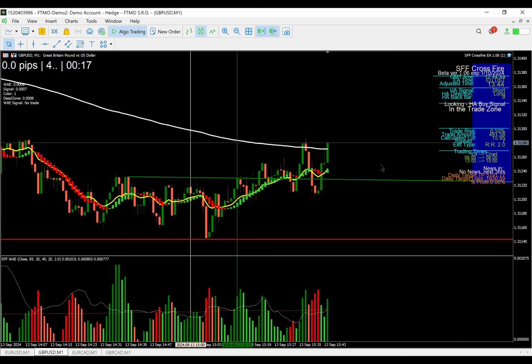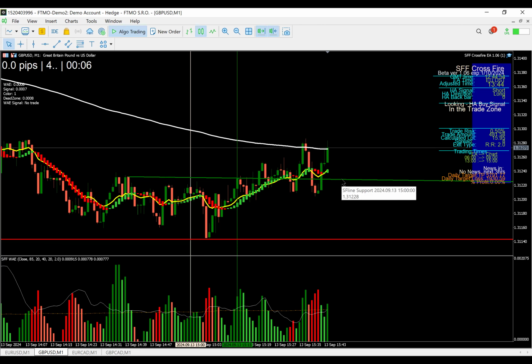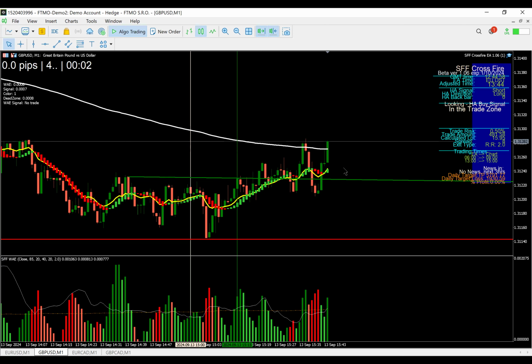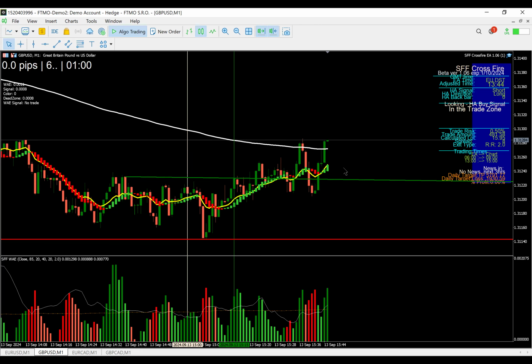So we'll watch this. It's changed now to saying looking for a buy signal, and that's because we've come above the green trend line. So we're looking for a buy. Right, it's broken past the 200 moving average. We're waiting for the yellow to cross over the 200.